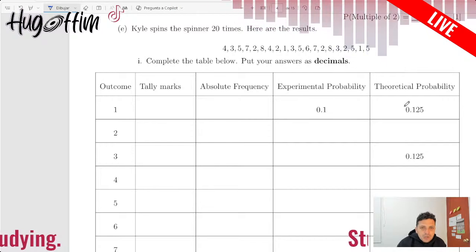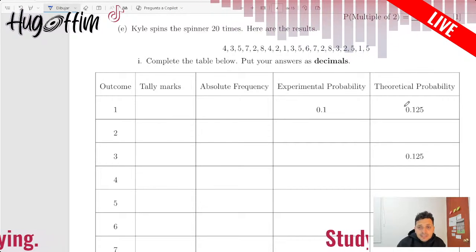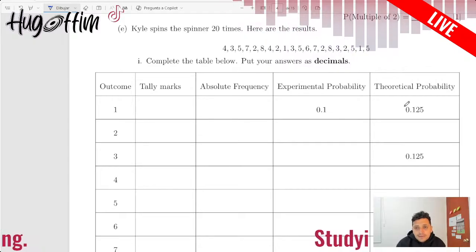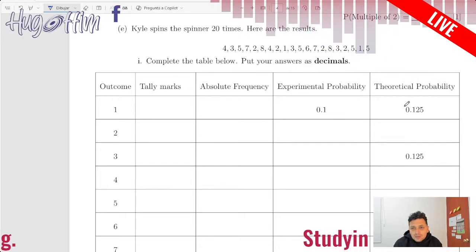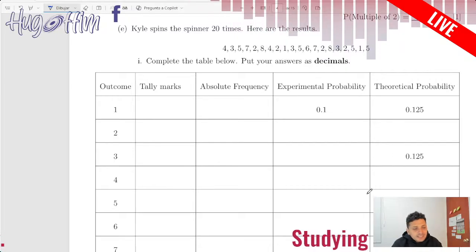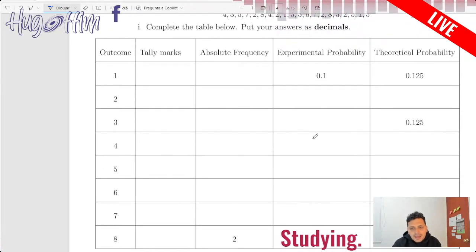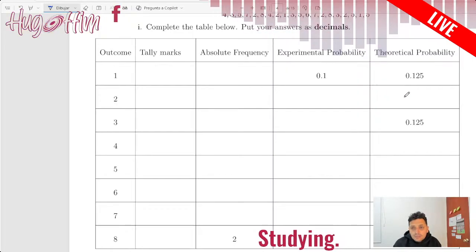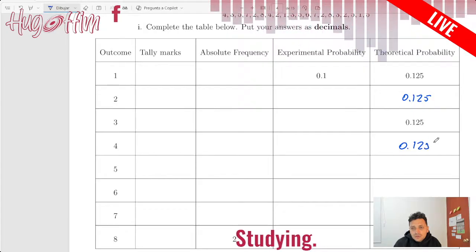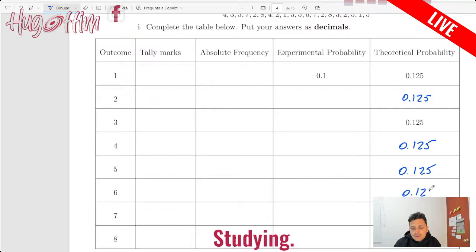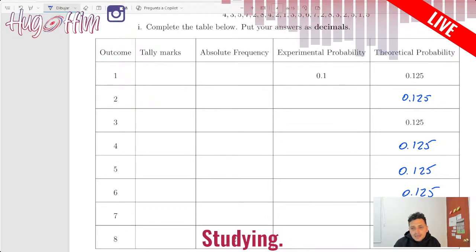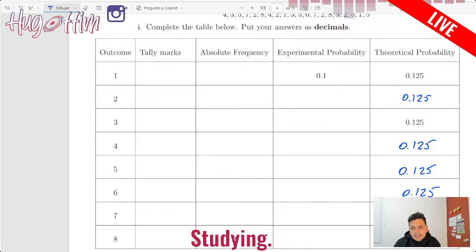So we need to do tally marks, absolute frequency, experimental probability, and theoretical probability. Now, theoretical probability is already given, because if I assume that the spinner is equally likely and the numbers are not repeated, my answer to get any number is going to be 0.125. They already give me one column of my problem.